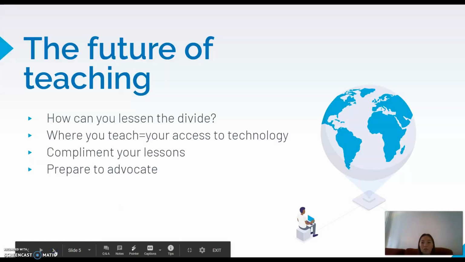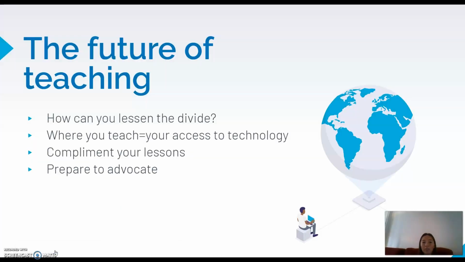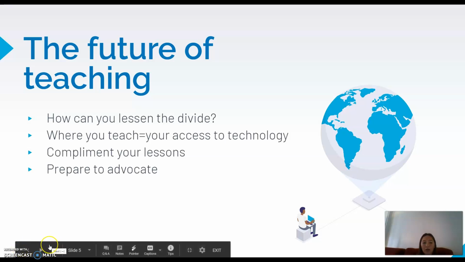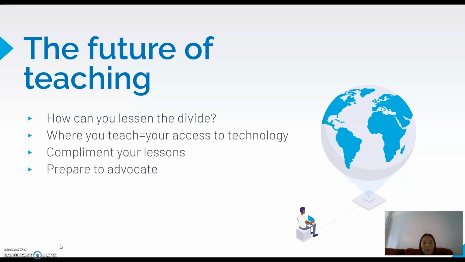So in the future, in my own teaching, I would love to lessen the divide digitally and hopefully provide opportunities in my classroom for my students to learn more about technology and especially its importance in life after just school. I know that where I teach will determine what access I have to technology and what I can give to my students. And so I think it's important to note that technology should complement your lessons and not be dependent for the success of your lessons.